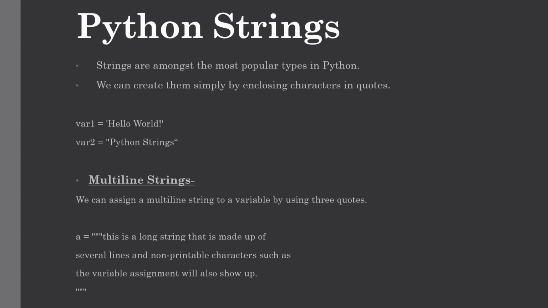Hello everyone, welcome to my channel. In this tutorial I am going to talk about the most popular data type in Python, which is strings. So strings are the most popular types in Python. We can create them simply by enclosing characters in quotes. Python treats single quotes the same as double quotes. Creating a string is assigning a value to a variable. So in this given example, we are assigning the string value to a variable by using the assignment operator, and we are enclosing the string in single quotes or double quotes. Let me show you how to create a string.